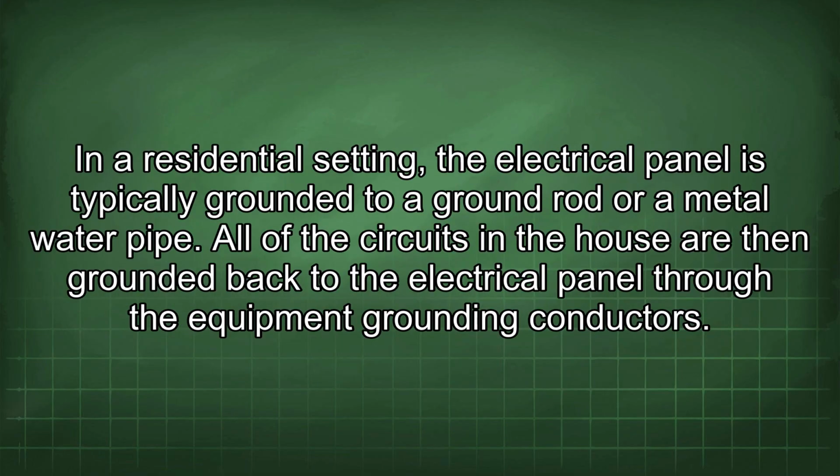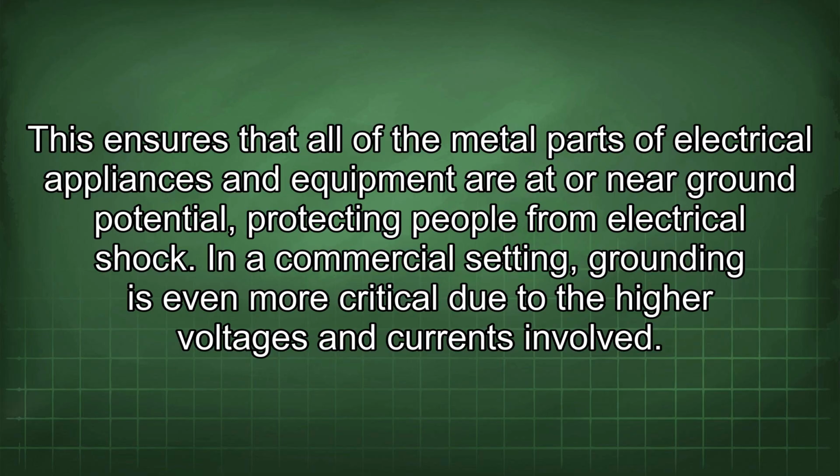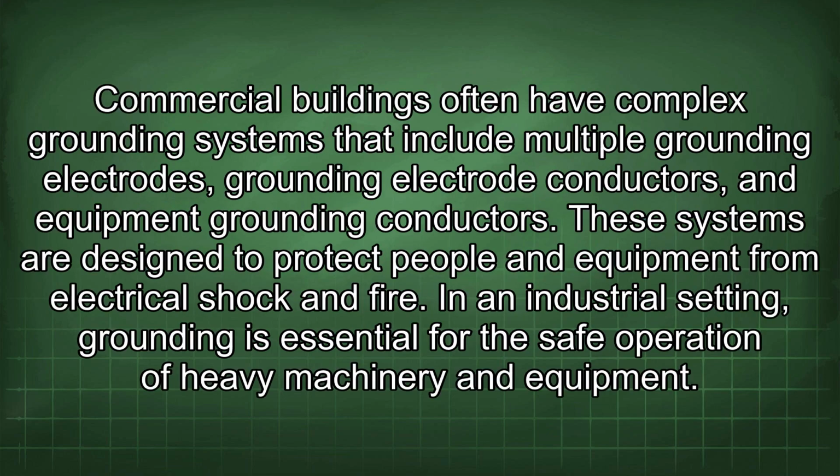In a residential setting, the electrical panel is typically grounded to a ground rod or a metal water pipe. All of the circuits in the house are then grounded back to the electrical panel through the equipment grounding conductors. This ensures that all of the metal parts of electrical appliances and equipment are at or near ground potential, protecting people from electrical shock. In a commercial setting, grounding is even more critical due to the high voltages and currents involved. Commercial buildings often have complex grounding systems that include multiple grounding electrodes, grounding electrode conductors, and equipment grounding conductors. These systems are designed to protect people and equipment from electrical shock and fire.